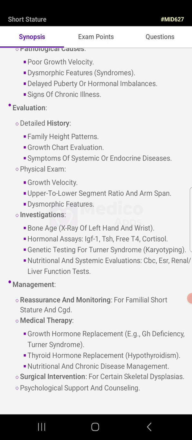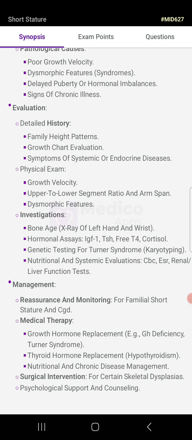For the evaluation, detailed history like family height pattern, growth chart evaluation, symptoms of systemic or endocrine diseases. For the physical exam, growth velocity, upper to lower segment ratio and the arm span, dysmorphic features. Investigations like bone age, X-ray of left hand and wrist. Hormonal assays, IGF-1, TSH, free T4, cortisol. Genetic testing for Turner syndrome, karyotyping. Nutritional and systemic evaluation like CBC, ESR, renal and liver function tests.